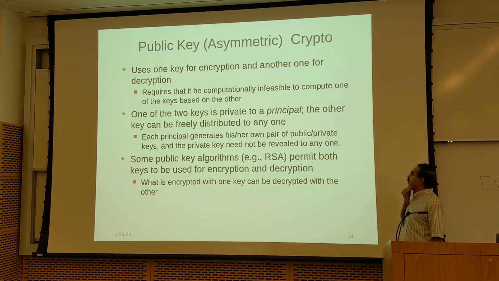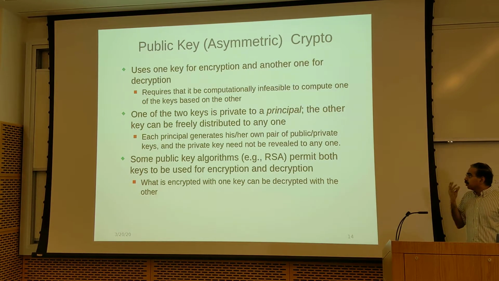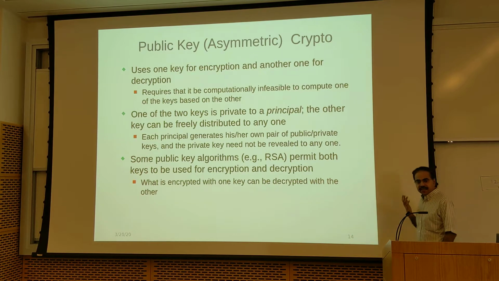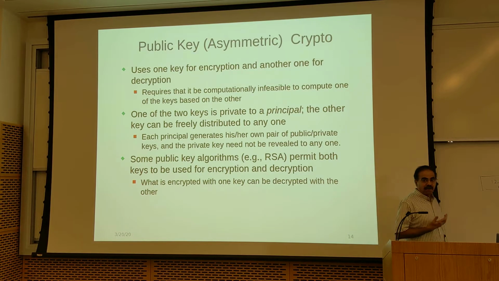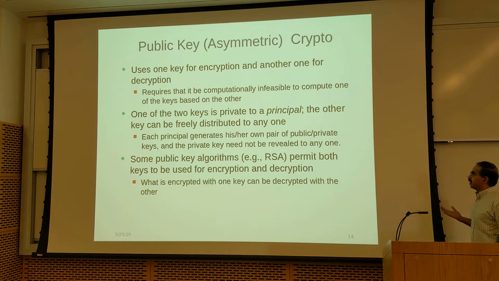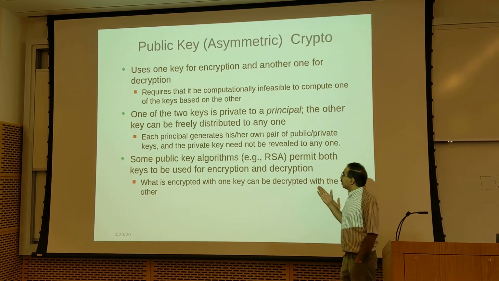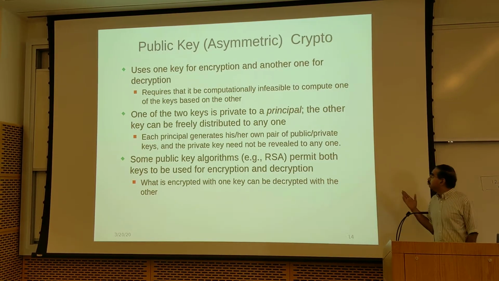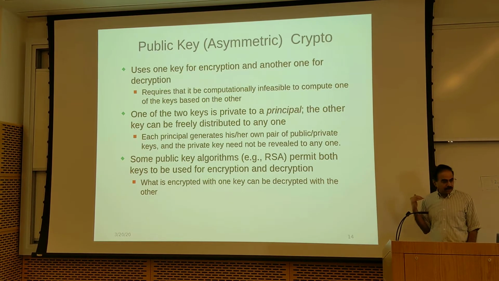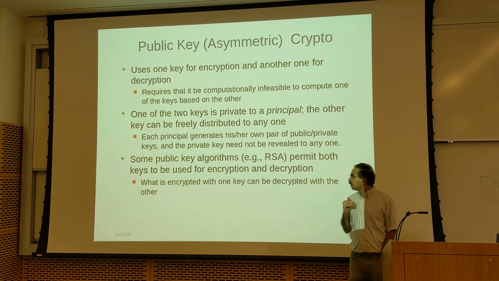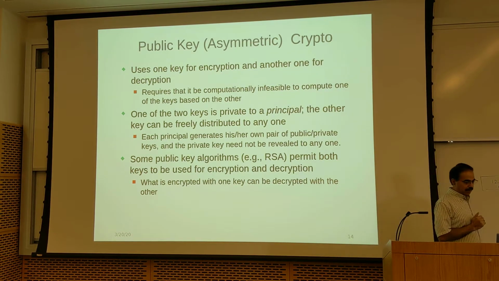Okay, so the interesting thing about public key cryptography is that you have these two keys, and in a sense, one key is like the inverse of the other key. The key that is called private is the one that needs to be protected, and so each principal has their own private key, and then the corresponding public key is something that can be public knowledge. It doesn't have to be secret, right?